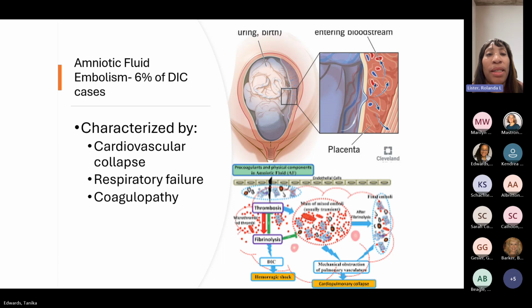That accounts for about 6% of DIC cases, and it is characterized by cardiovascular collapse, respiratory failure, and coagulopathy. The thought is that the body is having an anaphylactoid reaction to the materials in the amniotic fluid, and that sets off a cascade that leads to essentially anaphylaxis and coagulopathy. Next slide, please.